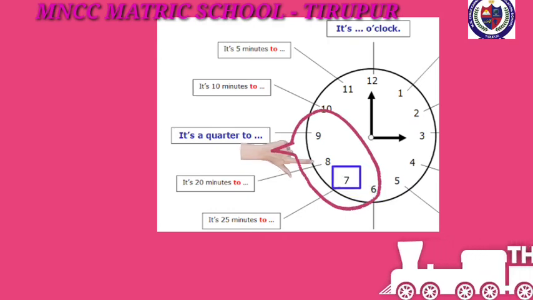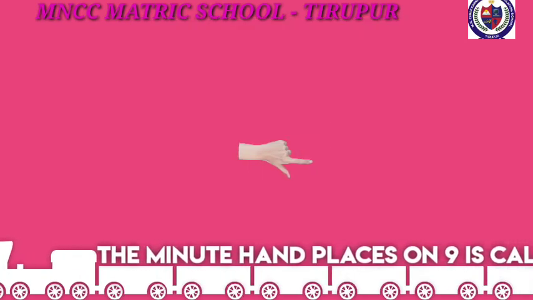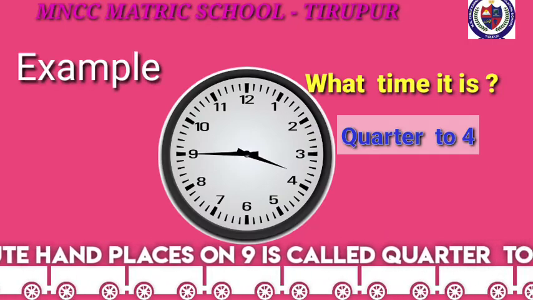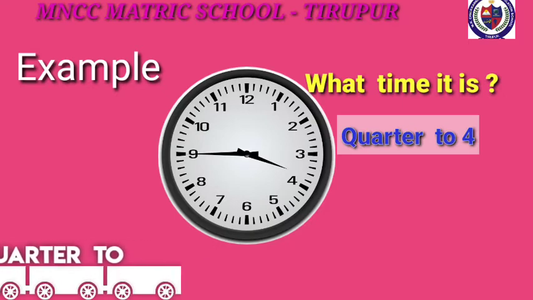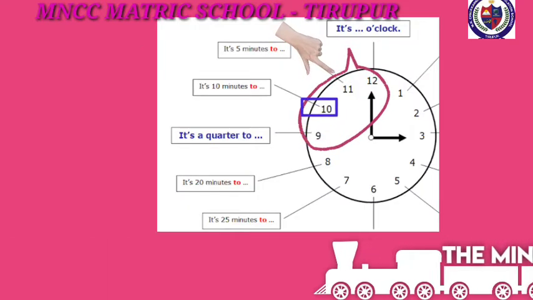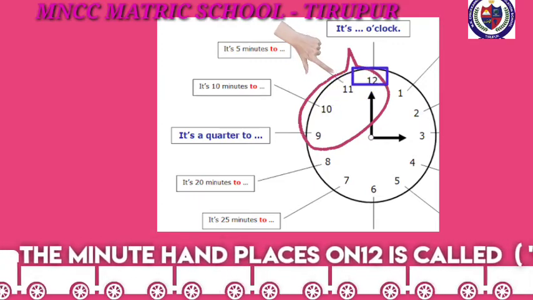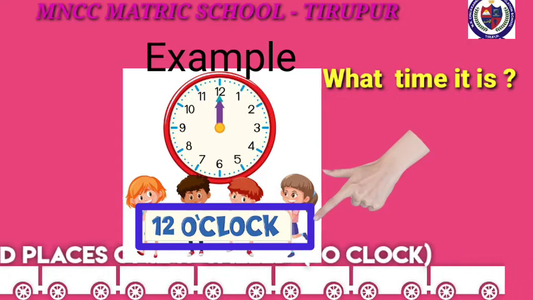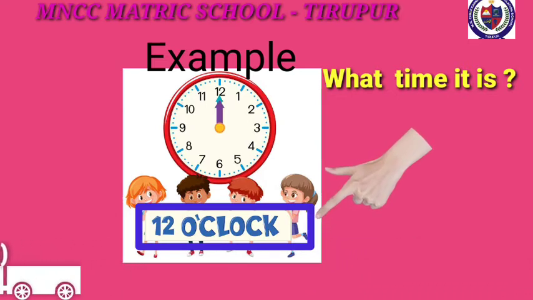The minute hand or long hand faces 9. It is called quarter to. See the clock. The minute hand faces 9 and the hour hand faces between 3 and 4. It is called quarter to 4. The minute hand which is placed on 12 is called o'clock. See the picture. The minute hand is on 12 and the hour hand is on 12. It is called 12 o'clock.